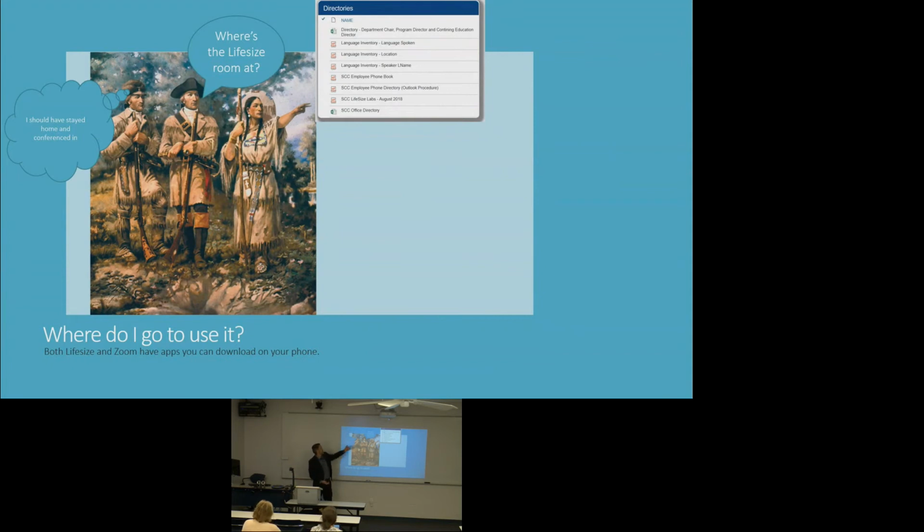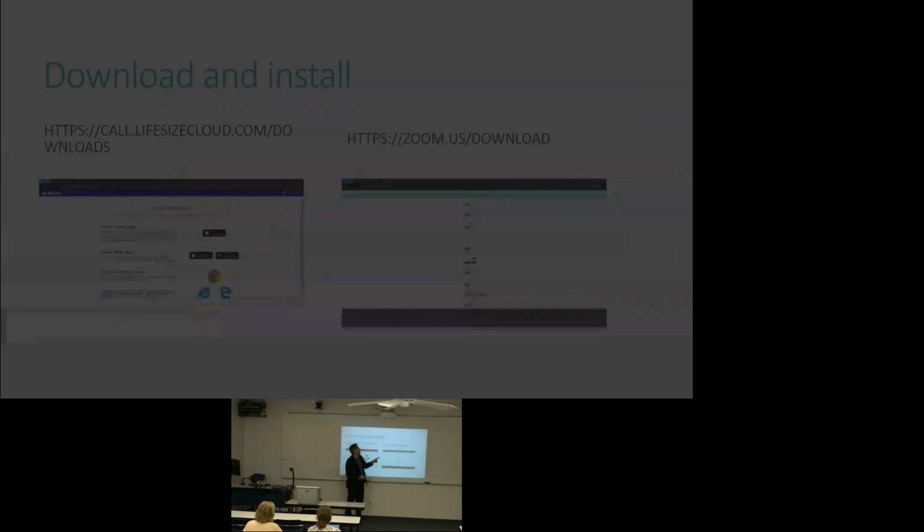And this guy, we'll call him Lewis, he says, I should have stayed home and just conferenced in. That would have been easier. So he didn't have to go all the way across the United States. And this guy's just like, hey, where's the Lifesize room at? That would be Clark, by the way. And then she's pointing exactly where you can find those rooms at on the hub.